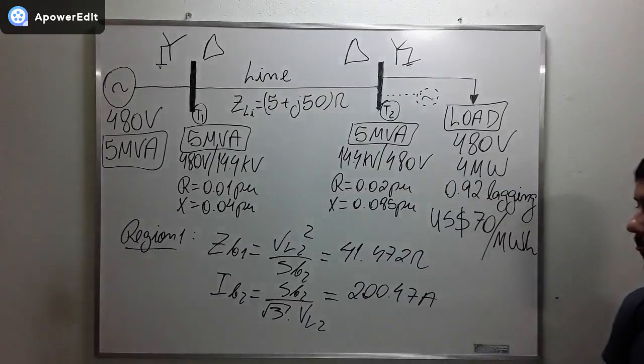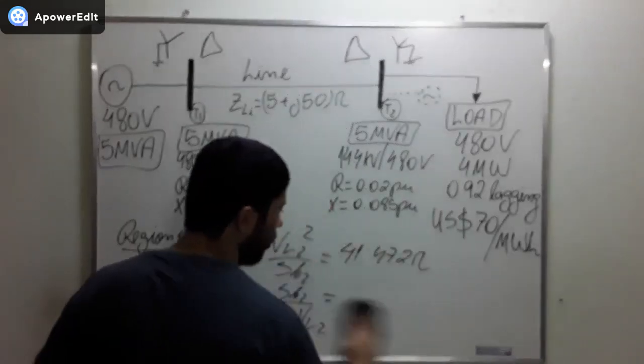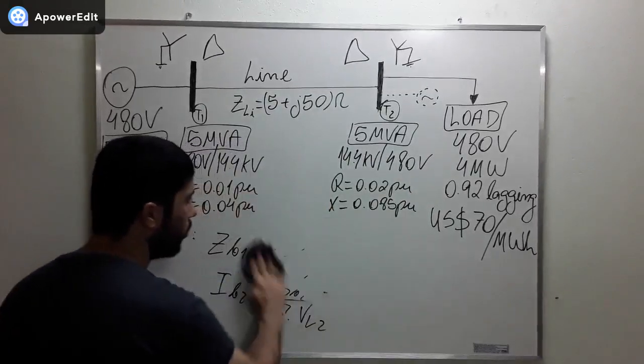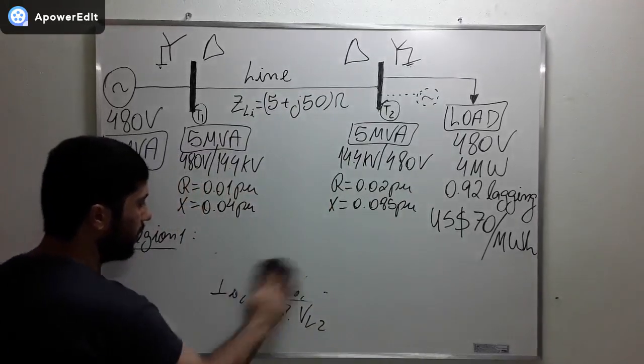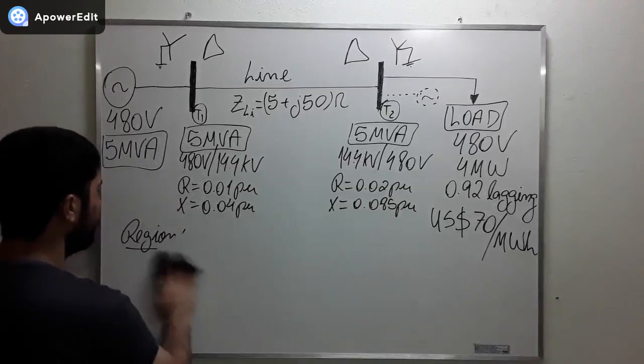Okay, do you guys agree with me? Are you trying? Please try to calculate and check if these values are correct. Now that we got the base values for regions 1, 2, and 3, remember that the base value for region 3 is equal to the base value for region 1.